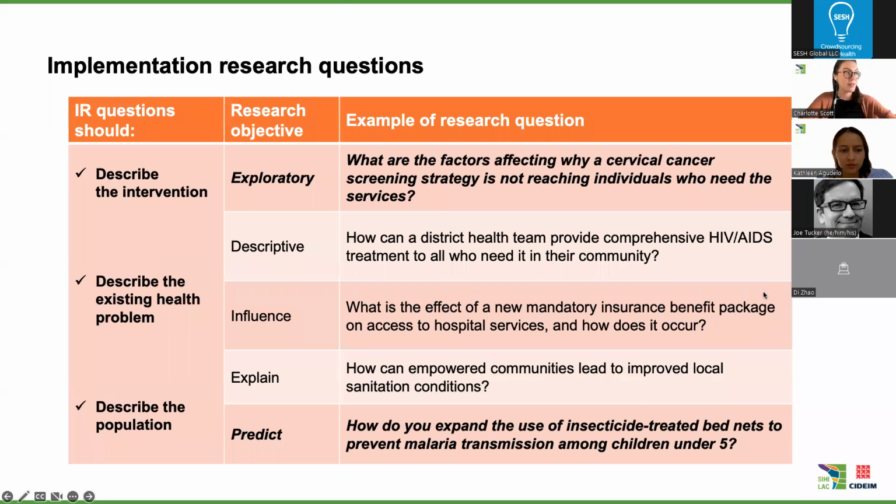So as you can see on this table, these questions can be exploratory, descriptive. They can look at the influence of a certain force. They can explain something or predict the outcome. This table basically shows some example research questions for each different research objective. So let's first look here at the top at exploratory research objective. So this looks at the question, what are the factors affecting why a cervical cancer screening strategy is not reaching individuals who need the services?